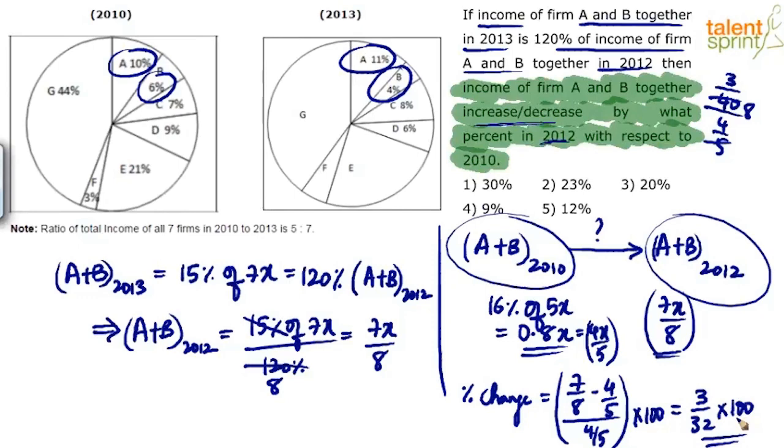Approximately 9%. I mean, 32 is like 3 times, right? It goes 3 times in 100. 3 into 3 is 9. Approximately 9% is the answer. I mean, clearly 30%, 23%, 20% are out of range. 12% also is out of range. So 9% can be taken as the best answer there. It's not exactly 9%, but approximately 9%. So option 4.